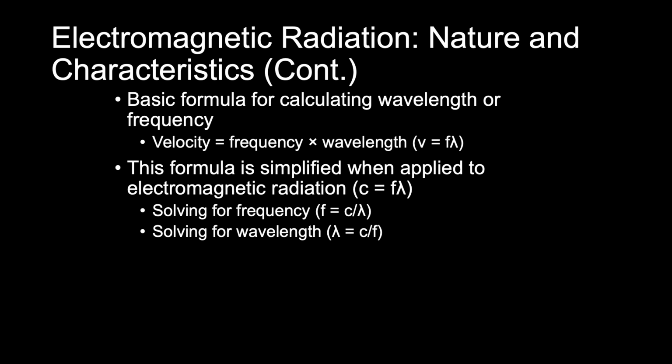When solving for frequency, this formula becomes f equals the constant c divided by wavelength. This is simply a mathematical rearrangement to isolate the unknown value. When solving for wavelength, the formula becomes wavelength equals the constant c divided by frequency. And again, it's just to isolate the unknown value.